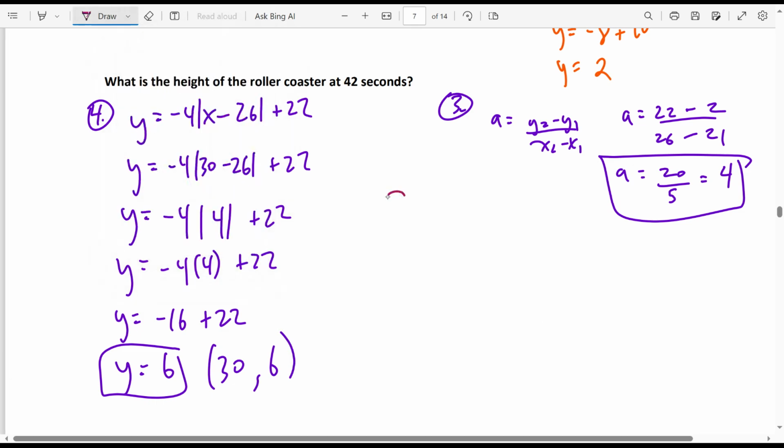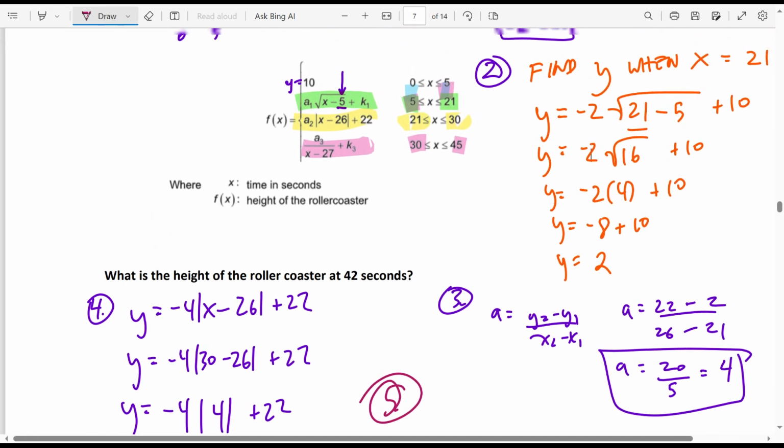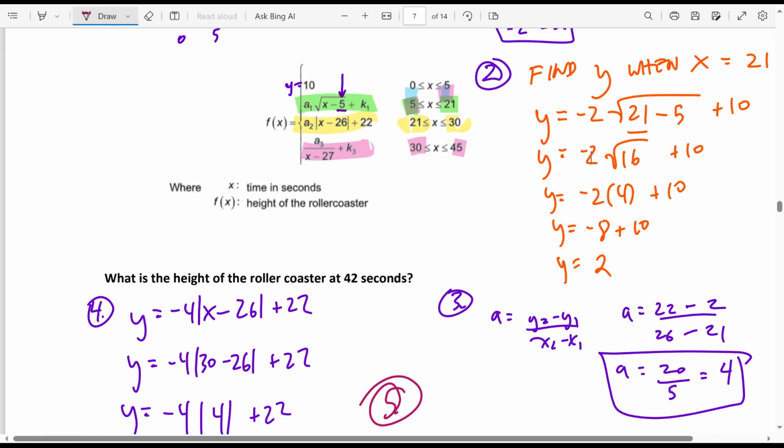Question? No, I think I understand. Is it like we're just trying to find the rule for the last line? Mhm. So whenever x is 40, what is y? Well, what is the height of the roller coaster at 42 seconds? I think I changed it that way. Well, 40, what is 40?